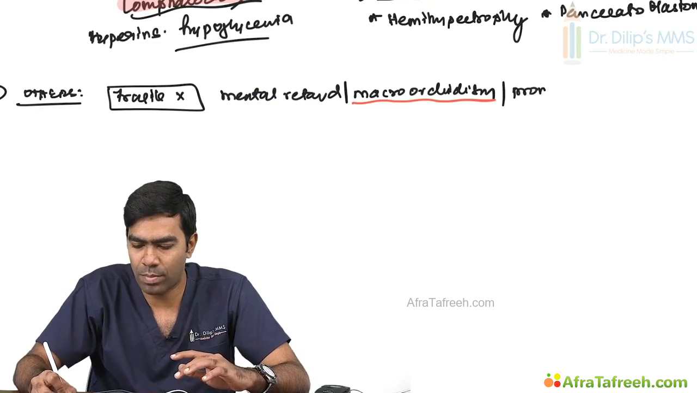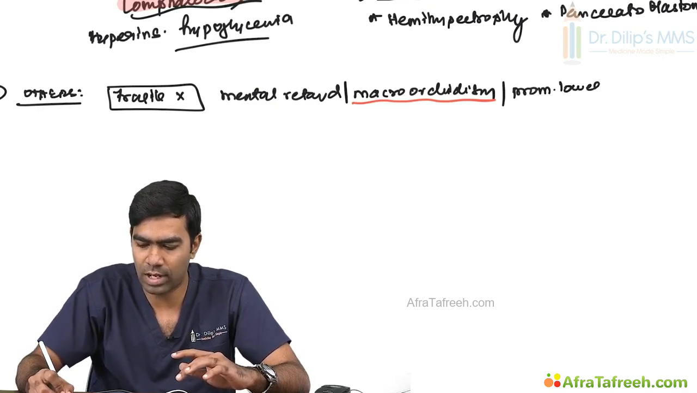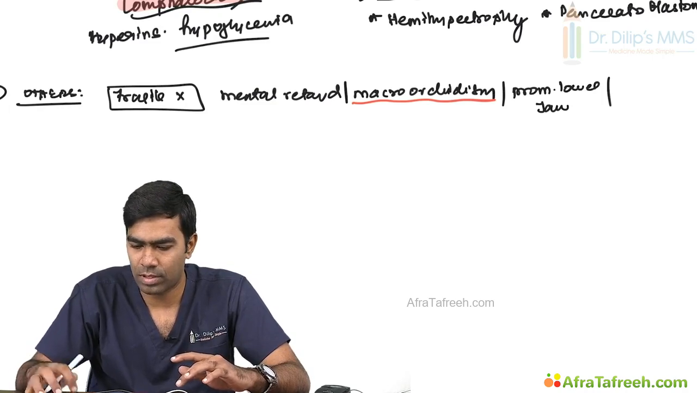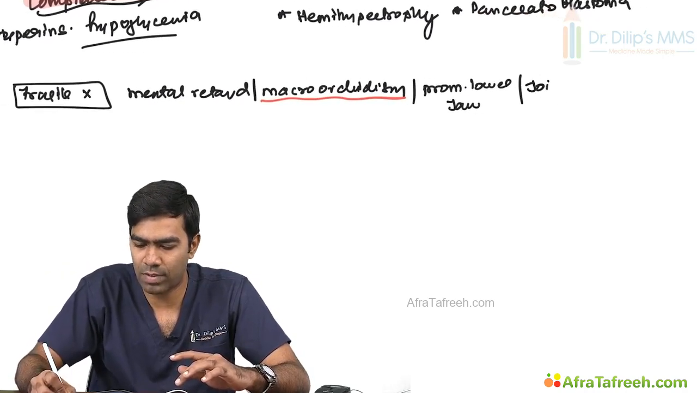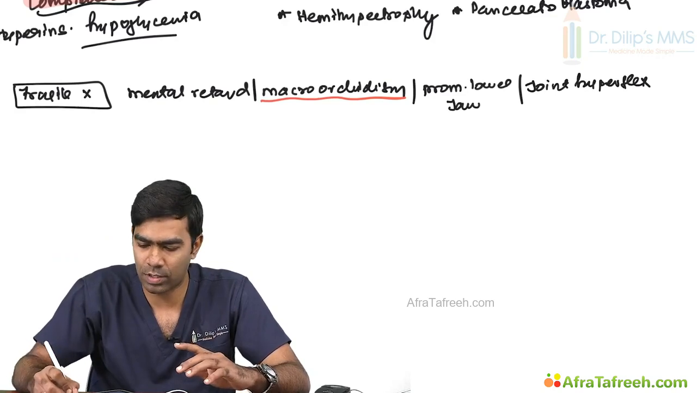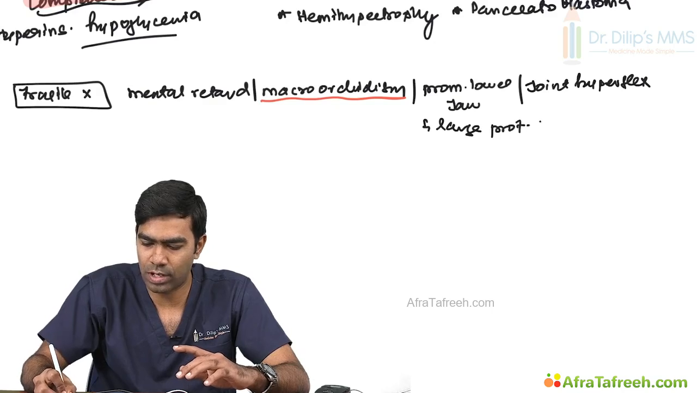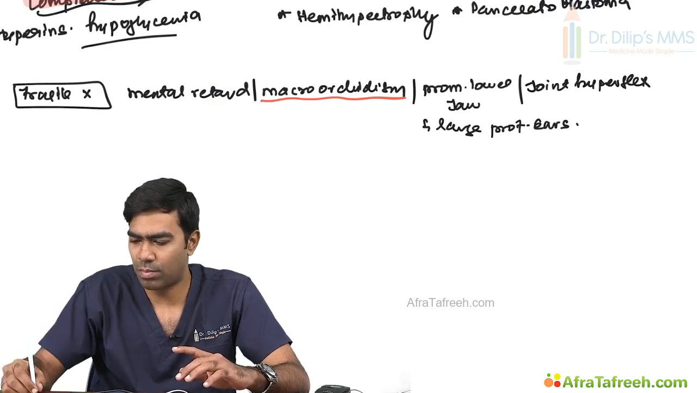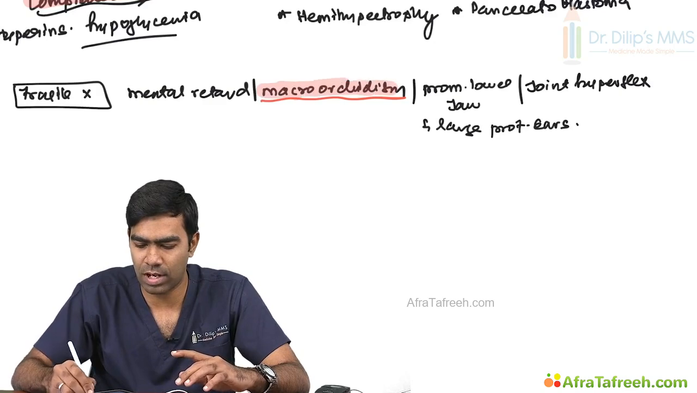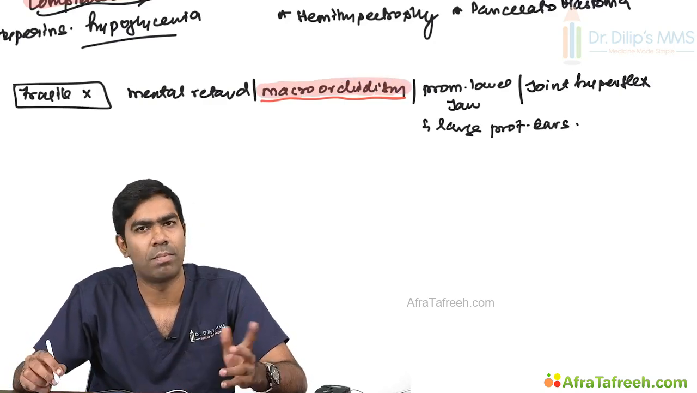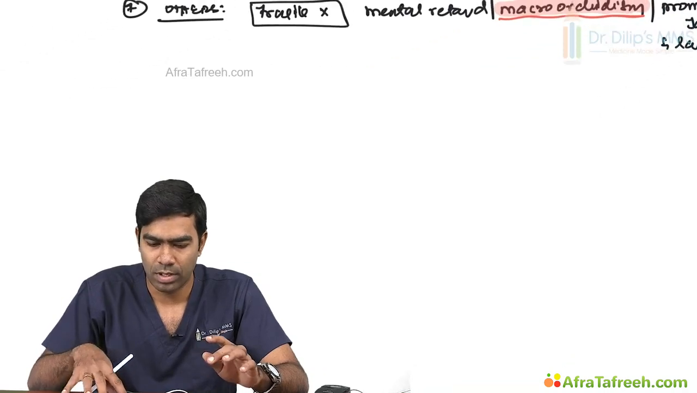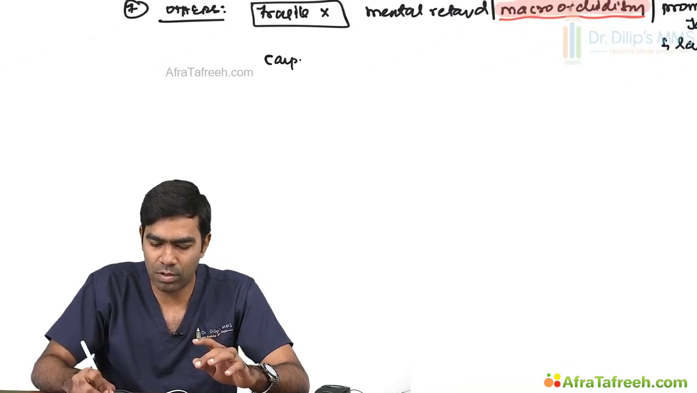And they might have a prominent lower jaw. Once again, very classic. They have joint hyperflexibility, and they'll have large and protruding ears as well. But the most important clinching point in the exam with regards to Fragile X syndrome is going to be the macroorchidism that you're going to see. Apart from that, you have Carpenter syndrome, which can produce obesity as well.